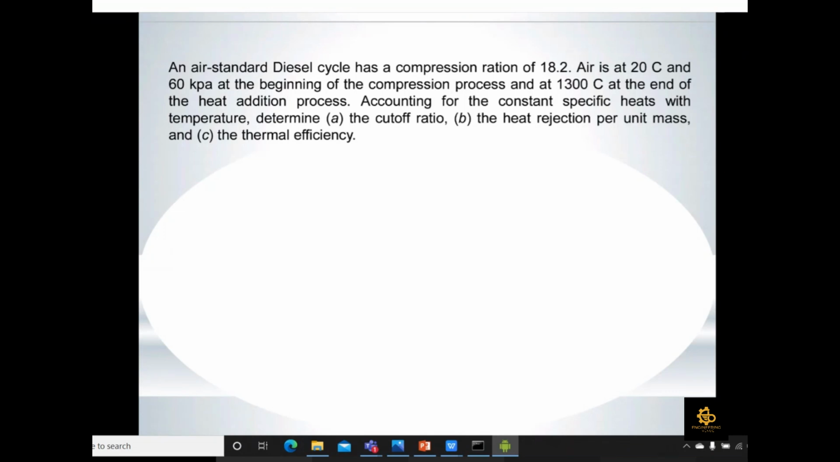So here the difference from the previous question is that here we have to find the rc, which is the cutoff ratio, the ratio between the volume at the cutoff point, V3, to the minimum volume, which is the volume at TDC, V2. Then the heat rejection per unit mass and thermal efficiency. Okay, so this is your problem statement, and now we will try to solve the problem.